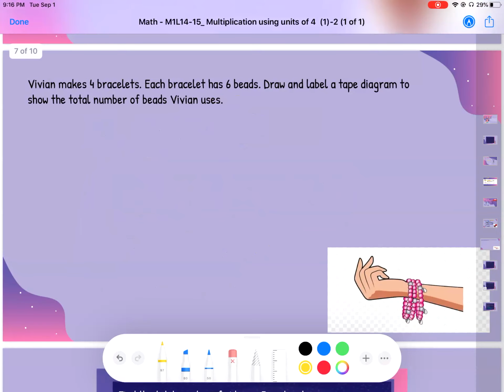So let's move on and do this question together. Vivian, she makes 4 bracelets, and each one has 6 beads. And there are 4 of them. Draw and label a tape diagram to show the total number of beads Vivian uses.